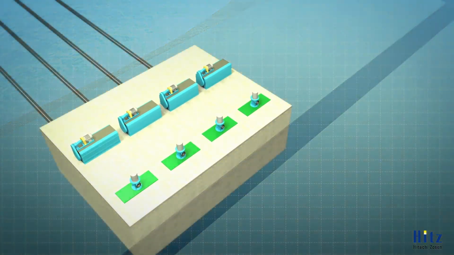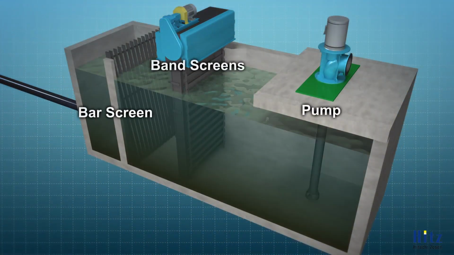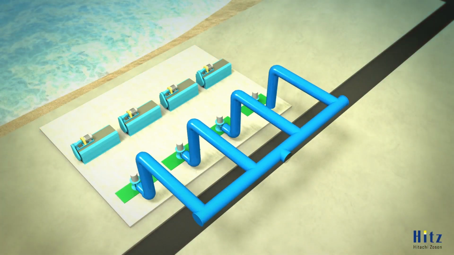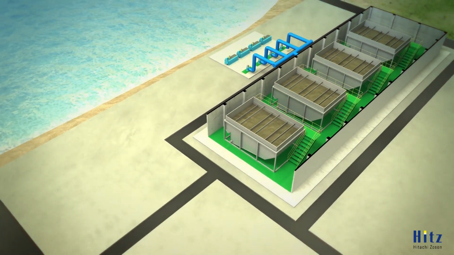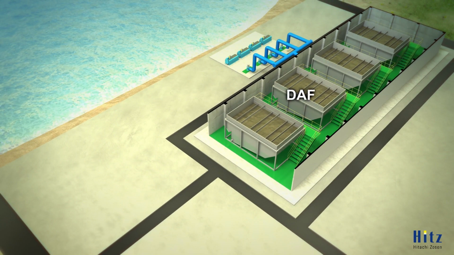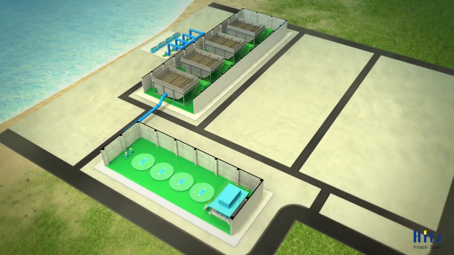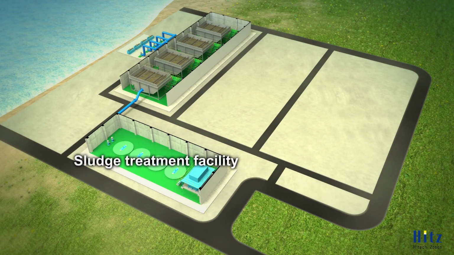This is an inner structure of a seawater screening and pumping station. Fish, jellyfish, and other foreign materials in the seawater are removed by these bar screens and band screens. The seawater that has passed through these screens is fed by a vertical pump to a dissolved air flotation unit called DAF. While the seawater is clarified in the DAF system, all impurities in the seawater are discharged from DAF as sludge. To dehydrate the sludge from the DAF unit, a sludge treatment system is necessary.